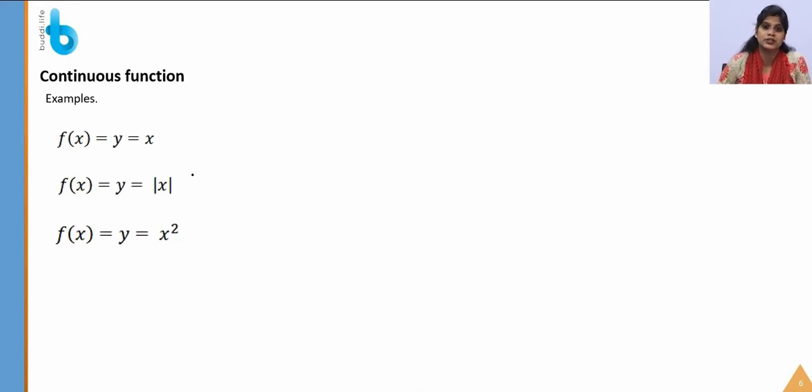Now what are the continuous functions then? We will see. y equals x is a continuous function, y equals modulus of x is also a continuous function, and y equals x square is also a continuous function. Why is it a continuous function? I will tell you.